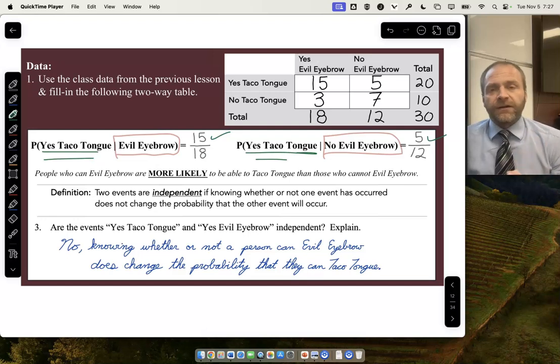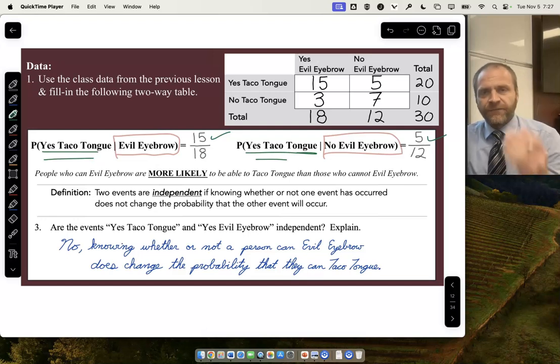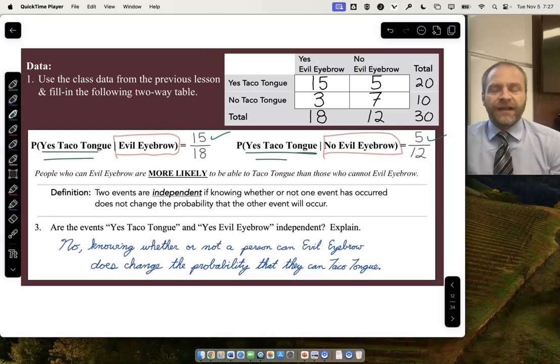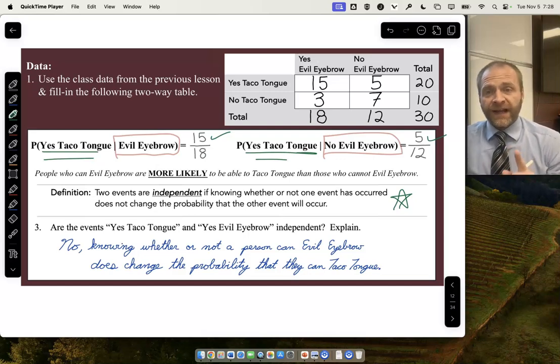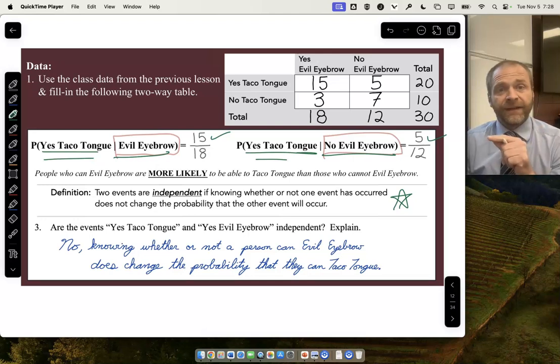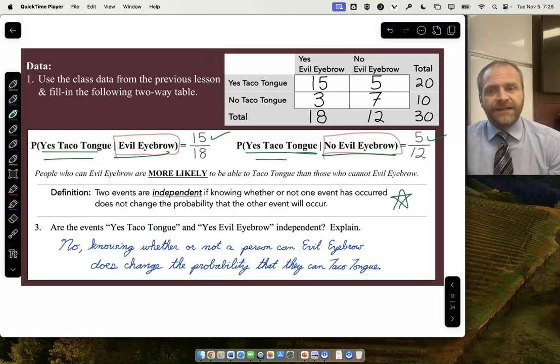So this is a really hard concept because our definition in our brain of what independence means is not the actual statistical probability definition of independence. And so we're going to have to keep this in mind, that we have to calculate probabilities and compare them to see does the probability change. And that's where this definition is really going to start coming into play more. If two events are independent, knowing whether or not one event has occurred, knowing whether or not they can evil eyebrow, should not impact the probability of the other event. And in this case, it did. And so therefore, they were not independent of each other.